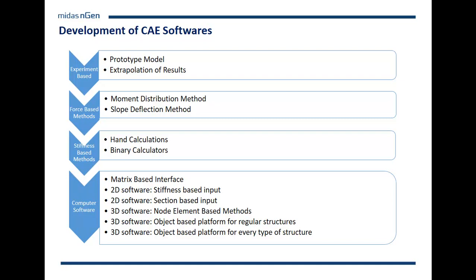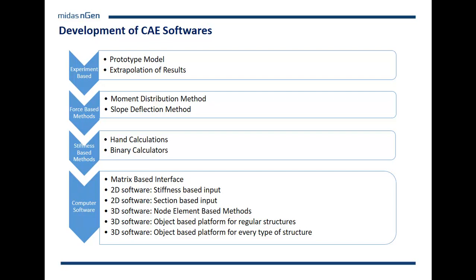and this software was very common, and even today a lot of node-element based software is being used in the market. And then the latest upgrade in the 3D software is the object-based platform, which helps us get rid of dealing with nodes and elements, and allows us to deal directly with structural elements like beam, column, wall and slab. And then the limitation of these object-based platforms is that they are limited to regular structures. So if we have to model a very regular structure, then it is very easy to do in the object-based platforms, but this limitation has been removed very effectively by MIDAS nGen.